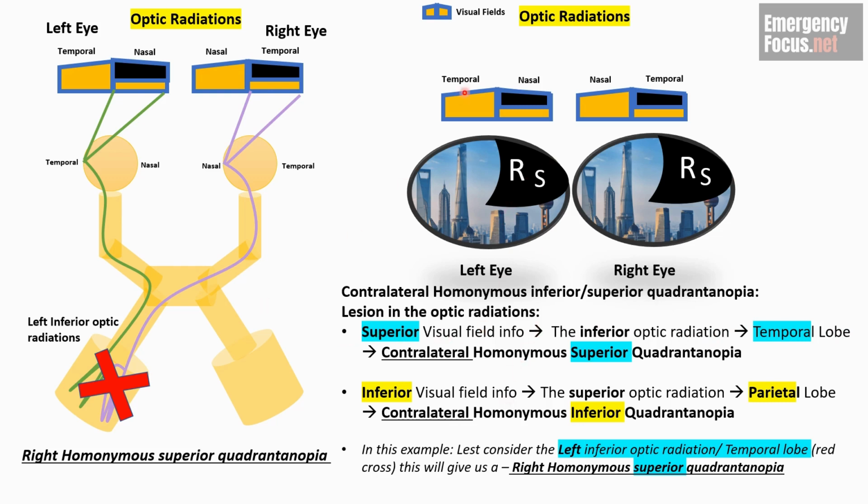And we know anything on the right side of the visual field will be processed by the left side of our visual pathway, of our cortex. So if I have this blindness, I know that it's somewhere on the left side. And if I have it superior, I know it's somewhere on the temporal lobe, and it's somewhere on the left inferior optic radiations. Practice this, go back if you need to.